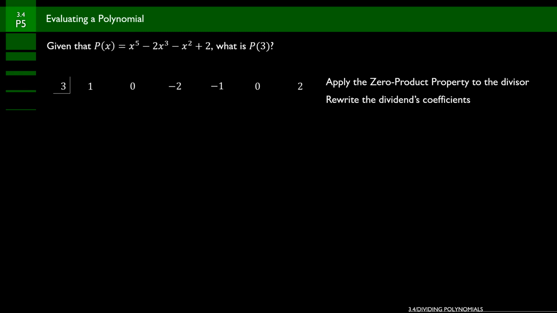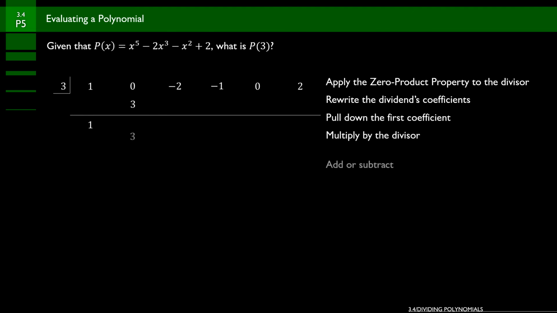Now, remember that since we're missing some terms here, we're missing an x to the fourth term and we're missing an x term, we need to fill those in with zeros. So our row is going to look like 3 is the divisor, then 1, 0, negative 2, negative 1, 0, and 2. Bring down the 1, multiply by 3, diagonal it. 0 plus 3 is 3. Multiply by 3, diagonal it, you get 9.